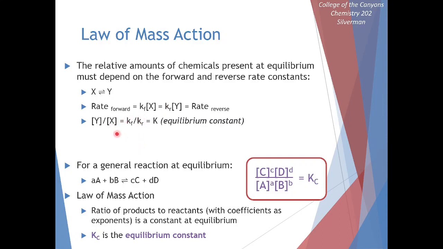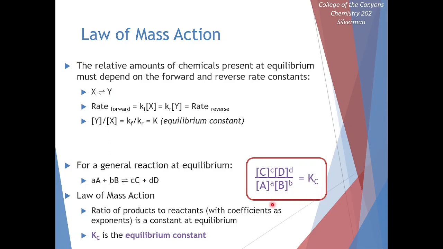And if we combine all of the concentrations together on one side of the equation, we can end up with this expression. The concentrations of our products raised to their coefficients divided by the concentration of our reactants raised to their coefficients is equal to some combination of rate constants. We'll call this capital K. We'll call this the equilibrium constant. Subscript C refers to concentration.